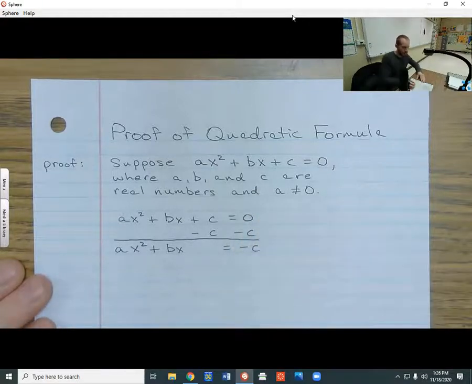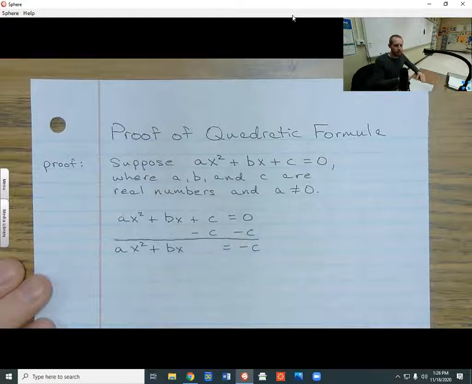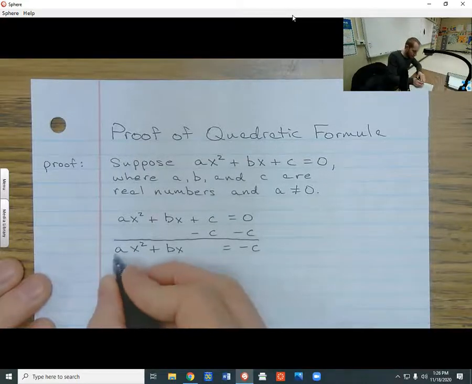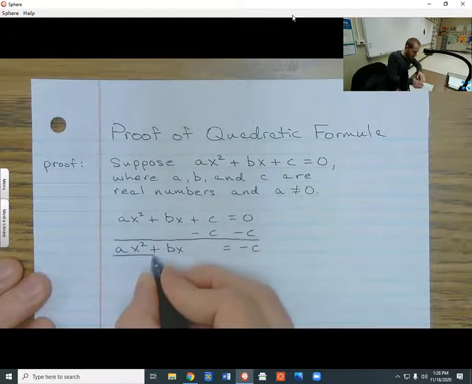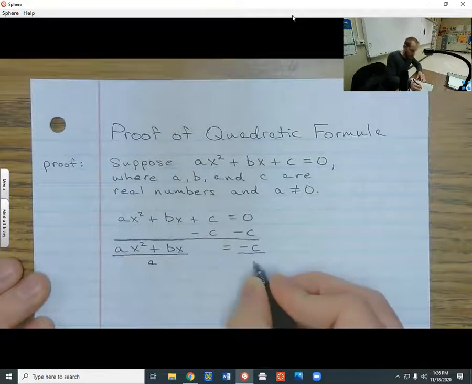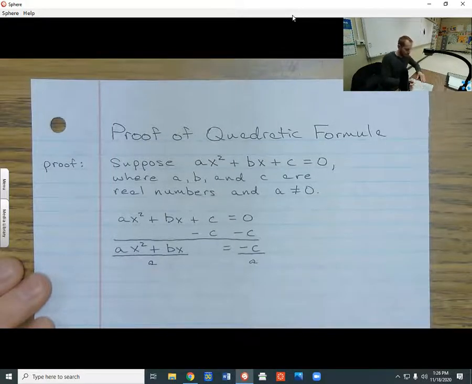Okay? So now the next thing that we're going to do is divide everything by the leading coefficient, which is a. We're going to divide both sides by a. That means everything on this side has to be divided by a, and everything on this side has to be divided by a. So let's go ahead and do that. I divide everything here by a, and I divide everything over here by a. So now what do I have?